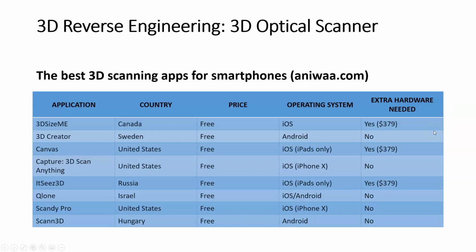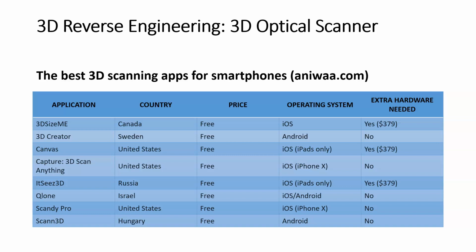Another fun thing that you can do is using the passive 3D optical scanner. Okay, and there's a number of different apps that you can download for your smartphone, and I have a table here of the different apps. So I encourage you to try this on your own. In many cases these are free. They work for the Apple or Android systems.